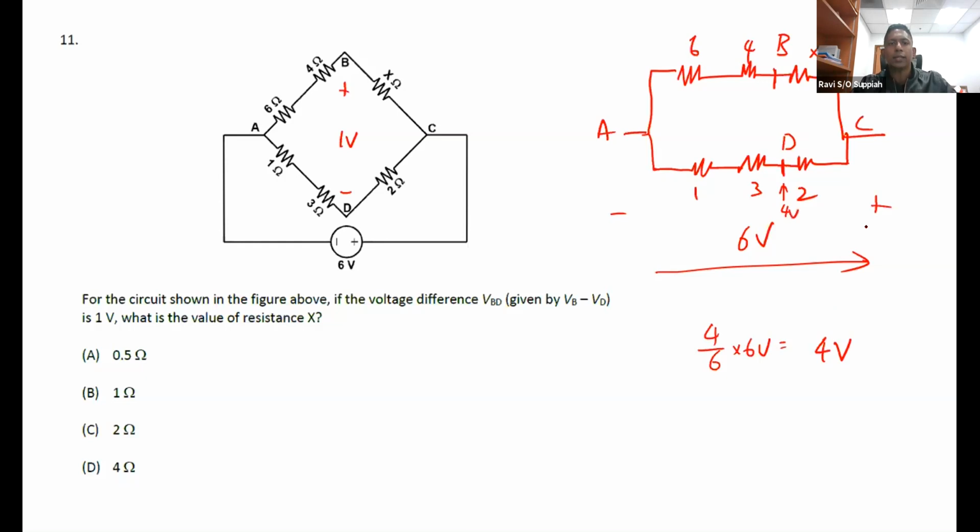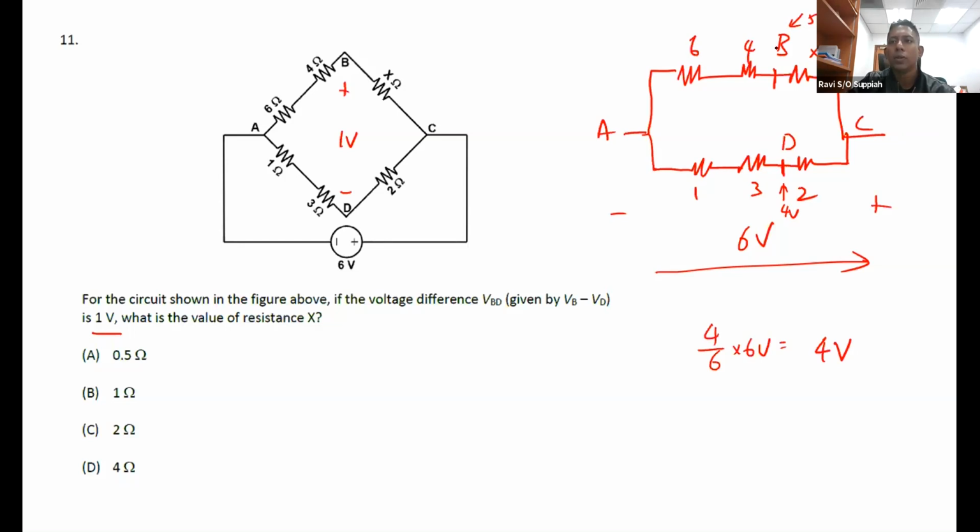And I know that VB is 1 volt. That means VB minus VD, so VB is higher than VD by 1 volt. So if this is 4 volts, this has to be 5 volts. Correct? Because the difference between VB and VD is 1 volt. Okay, so that is what we know.